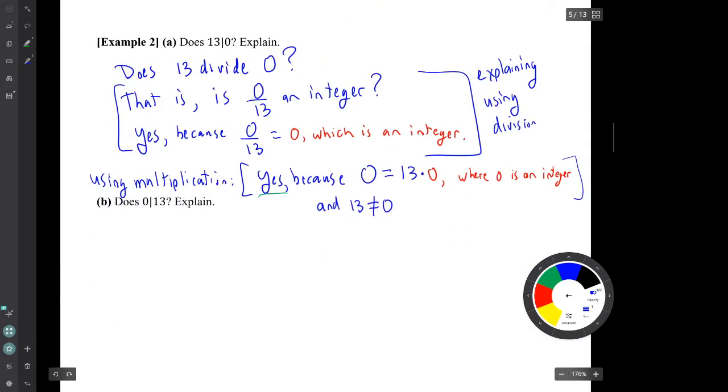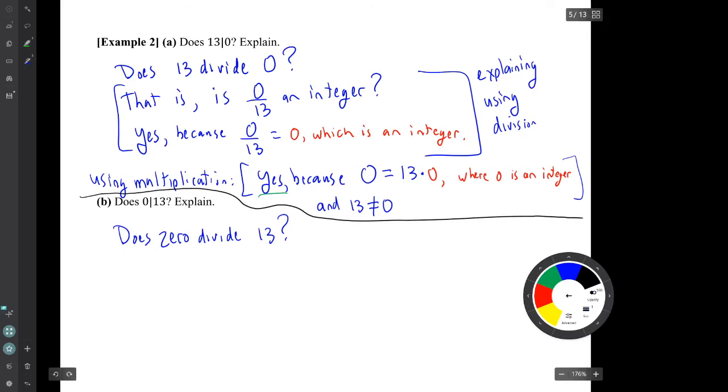Okay, let's go on to question B. Does 0 divide 13? Well, the answer is no. Let me put a little divider here to separate these questions. The answer is no. I'm going to give two explanations. One explanation is going to involve division.